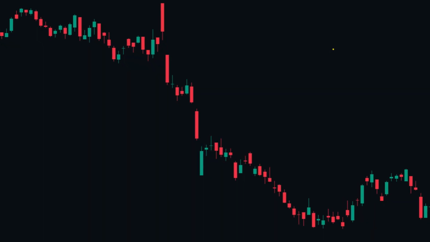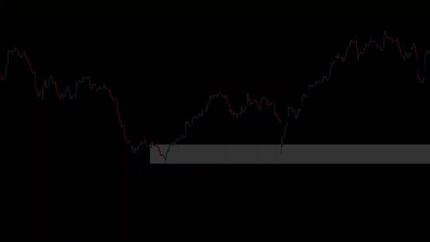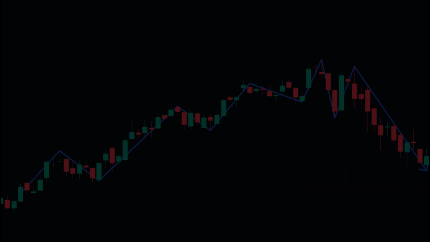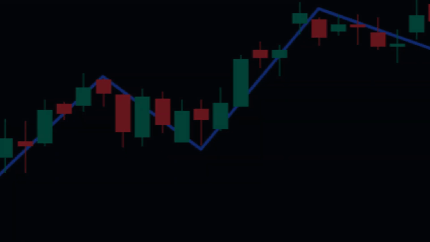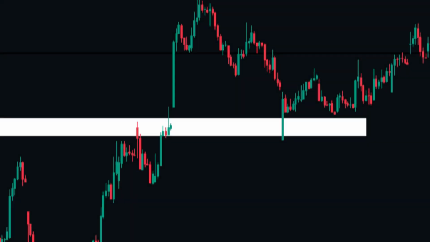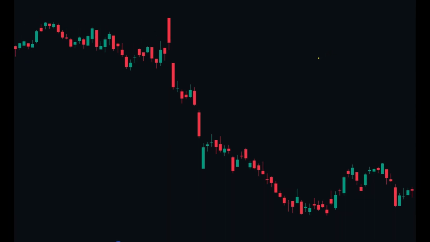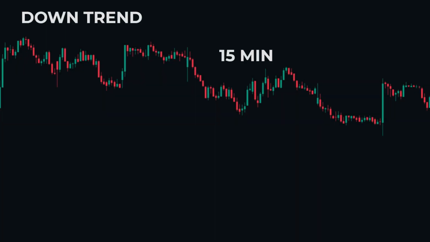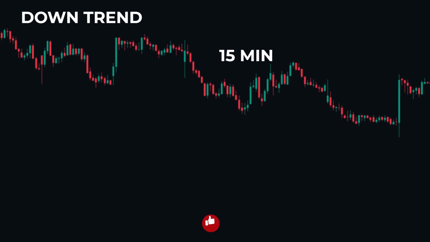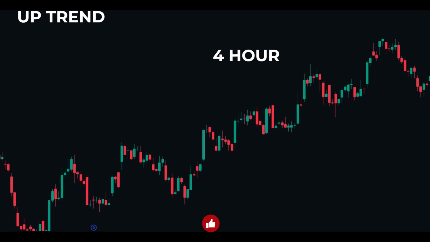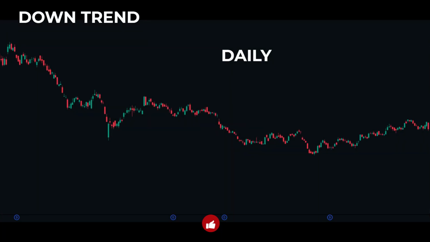So far, we've learned how to identify trends, support and resistance, structure, breakouts, and pullbacks. Today, we're going to zoom out and identify the actual trend. Imagine looking at a single tree and trying to understand the whole forest. That's exactly what happens when you use only one time frame.